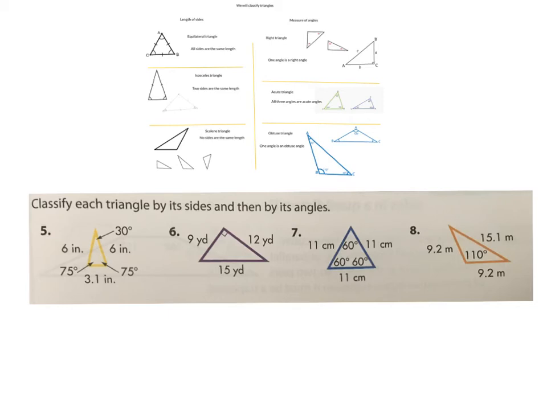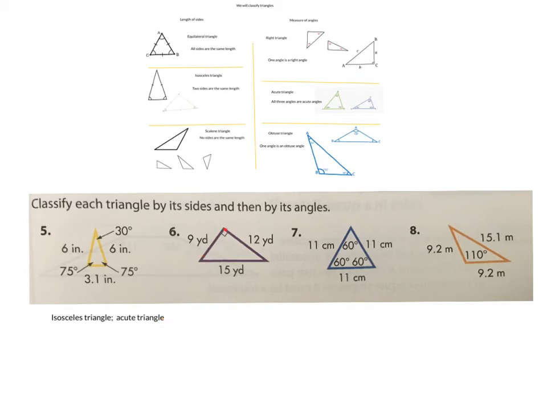Now, let's classify some triangles. Let's look at this first one. We're going to classify it both by length of sides and measure of angle. So let's look at the length of the sides. We have a 6-inch side, a 6-inch side, and a 3 1/10 inch side. So we have two sides that are equal. So this is an isosceles triangle. Now let's look at angles. We have a 75 degree, a 75 degree, and a 30 degree. So all three of these angles are less than 90 degrees, or acute angles. So this is an acute triangle. So this first triangle is an isosceles triangle and acute triangle.